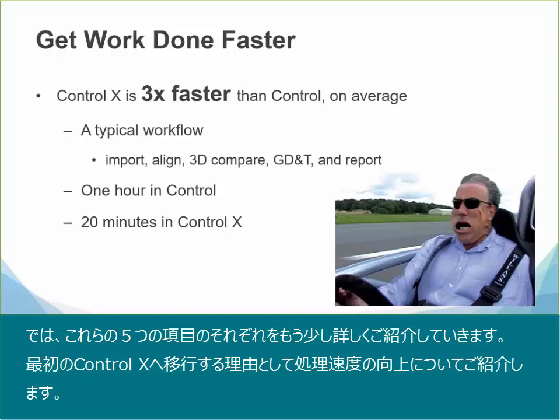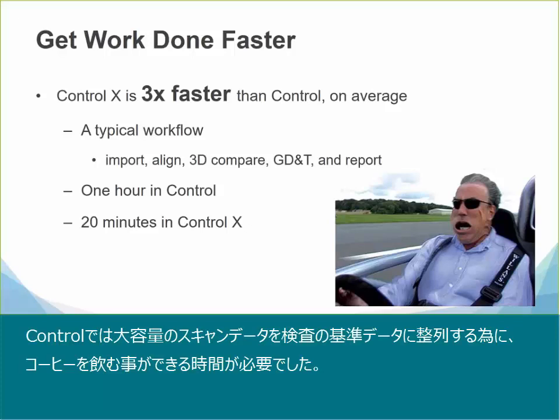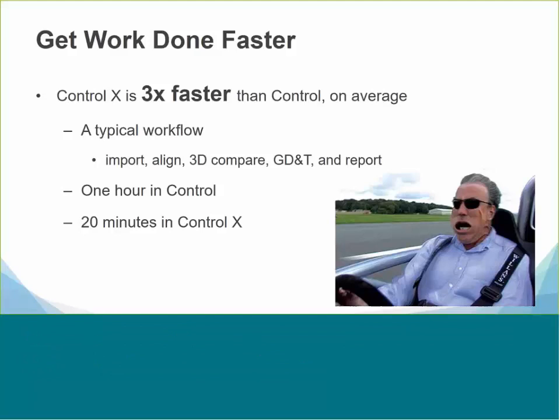Let's talk first about one of the biggest reasons to move to Control X, which is speed. Speed is made up of the time it takes you to actually click through the software plus the time needed to perform operations. We all know how big scan data sets can bog down a PC. In fact, you've probably been able to get up and go get a cup of coffee while you've waited for Control to do certain things like align heavy scans to nominal models.